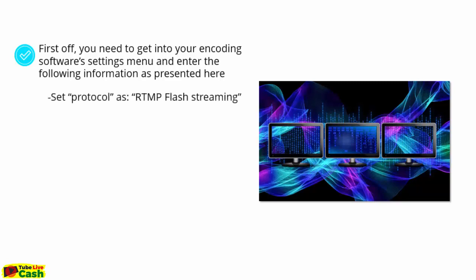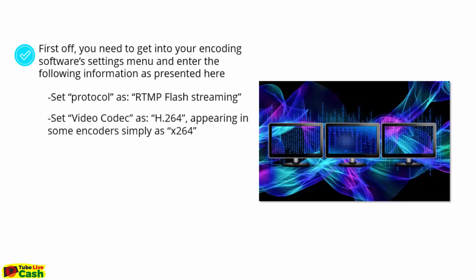Set protocol as RTMP flash streaming. Set video codec as H.264, appearing in some encoders simply as X264. Set frame rate as from 30 to 60 frames per second or FPS, depending on your internet connection, as streaming at 60 FPS can be overtly demanding on bandwidth.